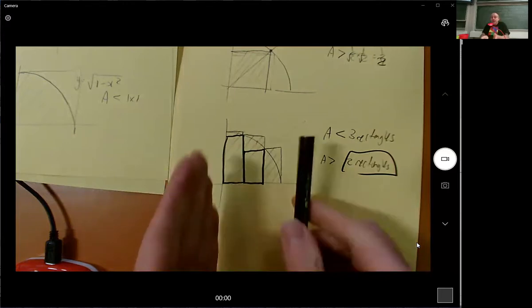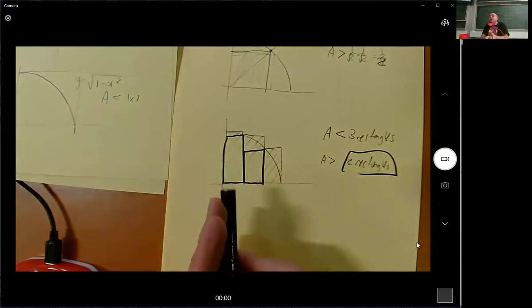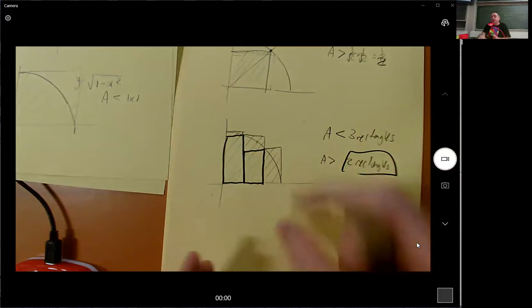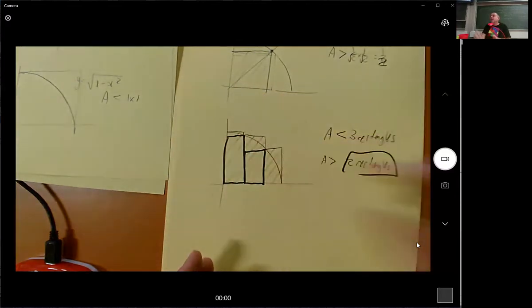And so if I keep slicing it into thinner and thinner pieces, the collection of all the rectangles that are too high, that area, and the collection of the rectangles that are too low, that area, they'll get closer and closer to each other. And they must get closer to whatever the actual area is. And that's how mathematicians define what the definite integral number actually is.